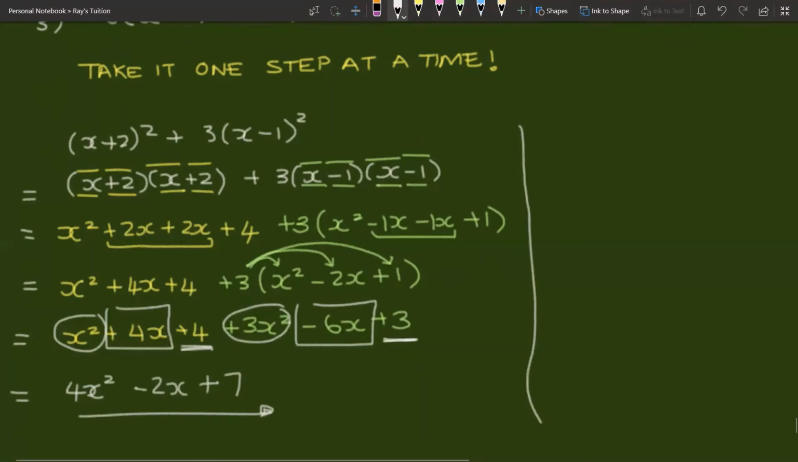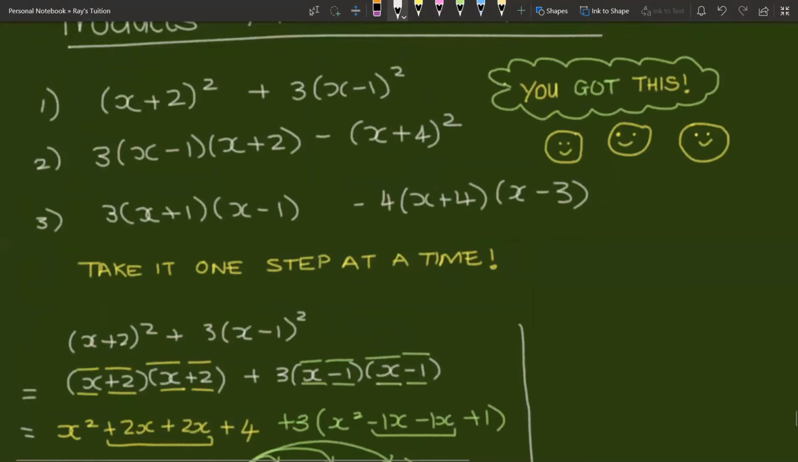Do you see how simple it becomes if you just do it step by step? So let's look at the next one. 3(x − 1)(x + 2) − (x + 4)². Once again, I'm going to first write out that (x + 4)². So it's this here I'm leaving as is, and I'm just rewriting this as what it is. It's (x + 4)(x + 4), because that's what the squared means.